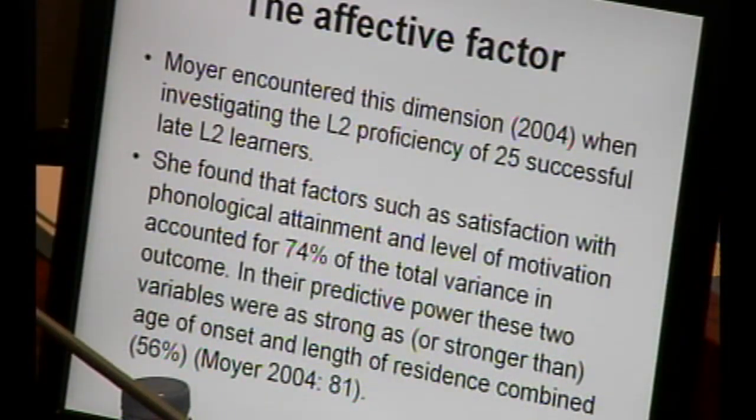Moyer encountered this dimension when investigating the L2 proficiency of 25 successful late L2 learners. She found that factors such as satisfaction with phonological attainment and level of motivation accounted for 74% of the total variance in outcome. And in their predictive power, these two variables were as strong as or stronger than age of onset and length of residence combined. So these were more important than anything else.